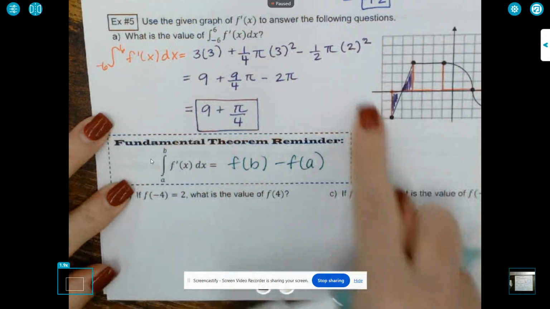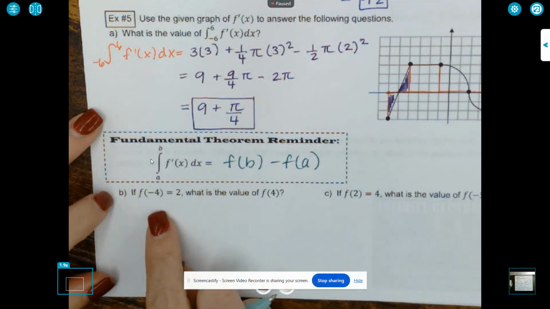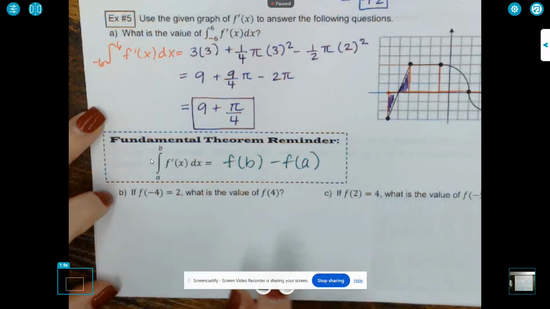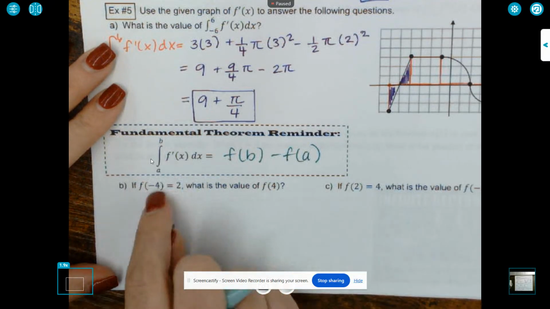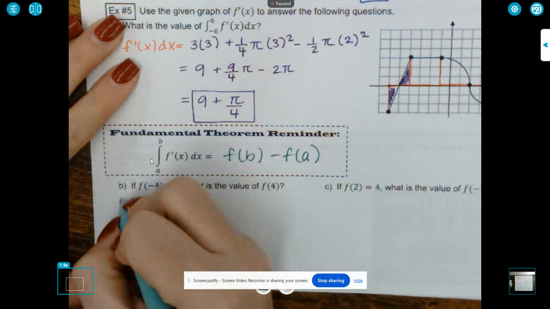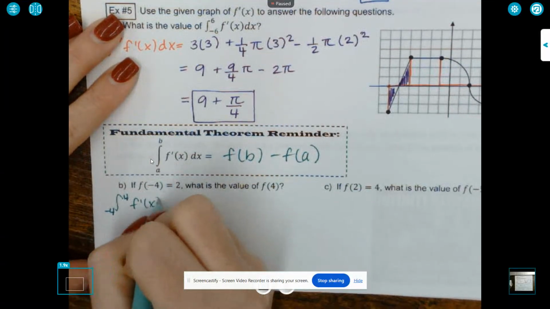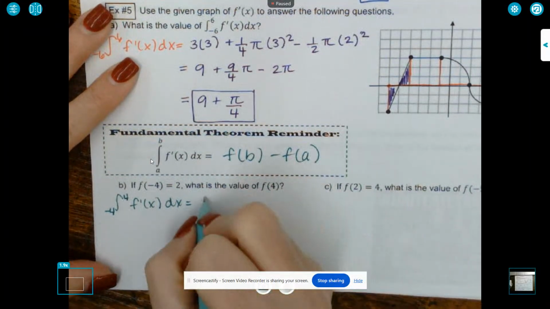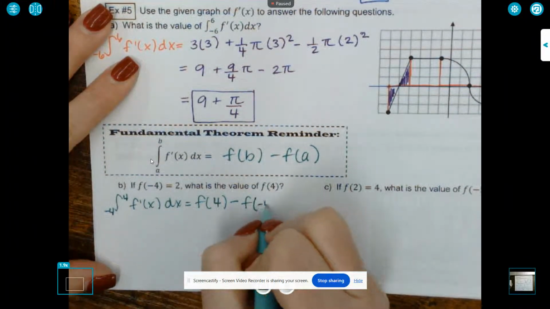All right, so we're still using this figure. If f of negative 4 equals 2, then what is the value of f of 4? Okay, so negative 4 to 4 is what we're talking about here. So we're going to go from negative 4 to 4, f prime of x dx would equal f of 4 minus f of negative 4.